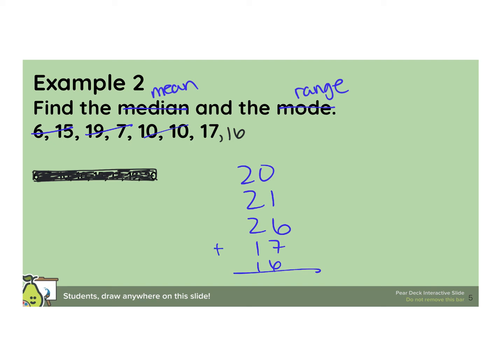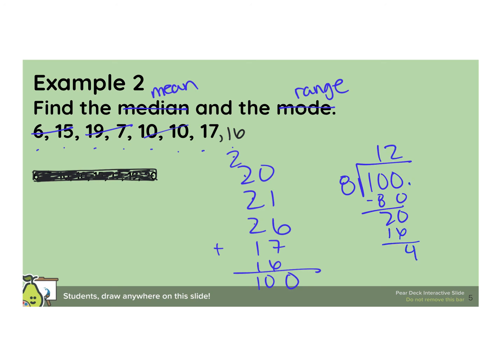So 6 and 6 is 12, 13, 20. 2, 4, 6, 8. So this is 100. And we're dividing by how many numbers we added together. So 1, 2, 3, 4, 5, 6, 7, 8. 100 divided by 8. So you can use a calculator, but 8 goes into 10 once. And 8 goes into 20 twice. And 8 goes into 45. So the mean, the average, is 12.5.